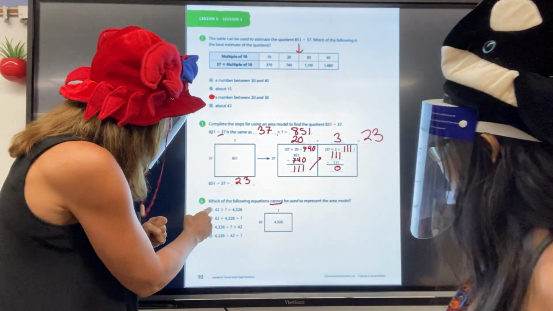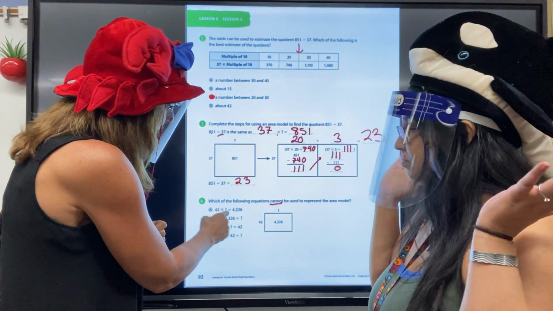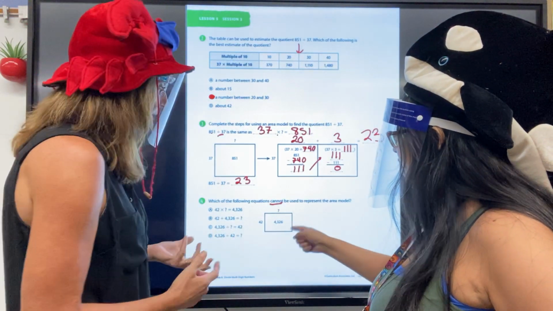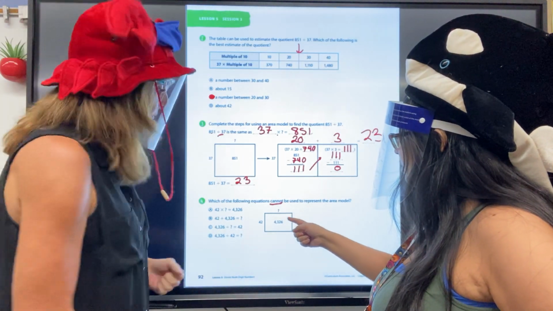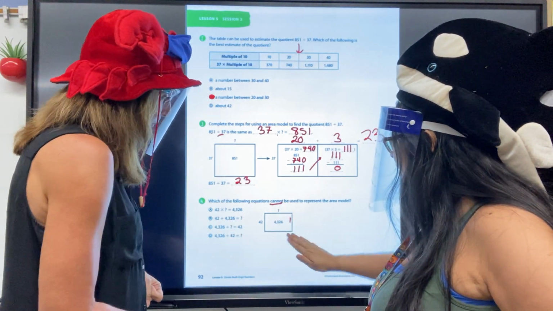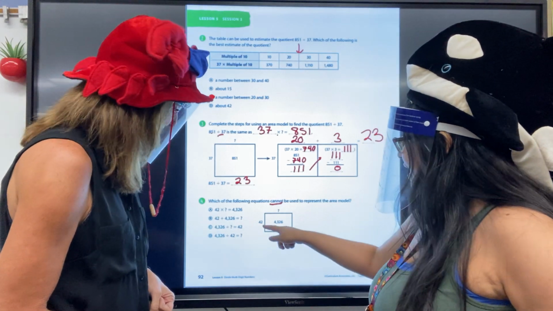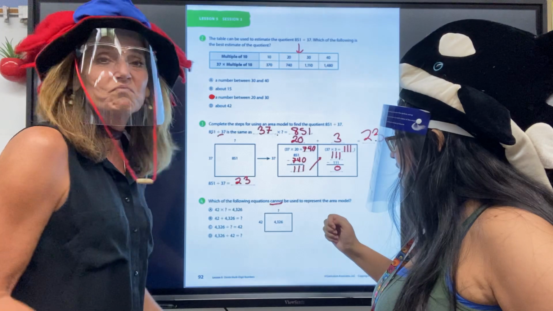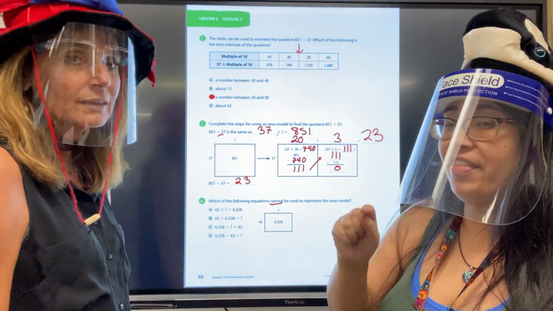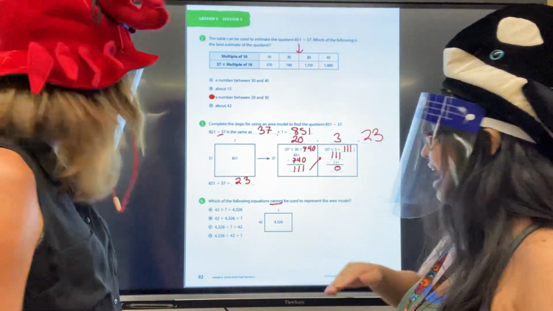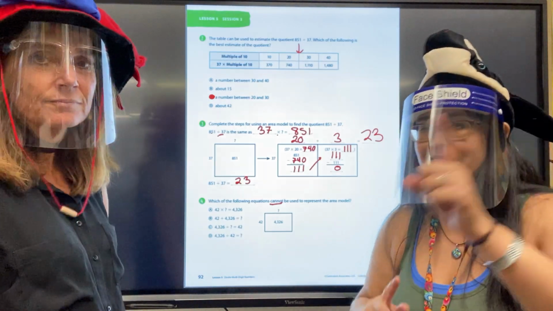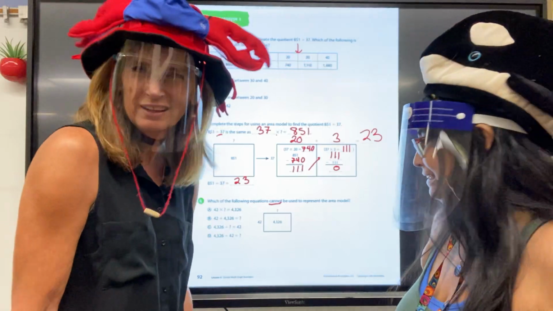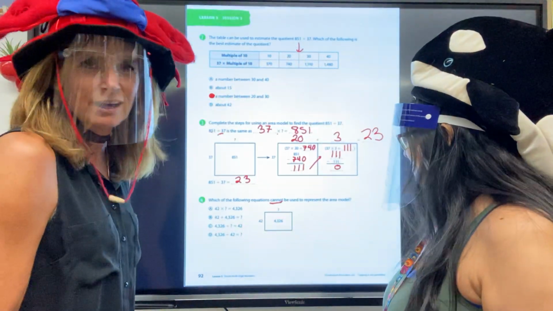So our first one says that 42 times that question mark is going to equal 4,326. Well, yeah, because this is how I used to do area models. My product in the middle, and then my two factors on the side, right? So A is an answer, but we want the not answer. So A is not right because it is right. That's kind of like an oxymoron.